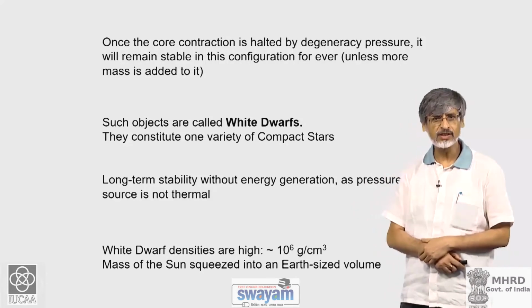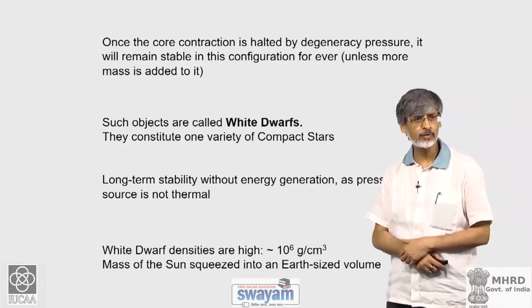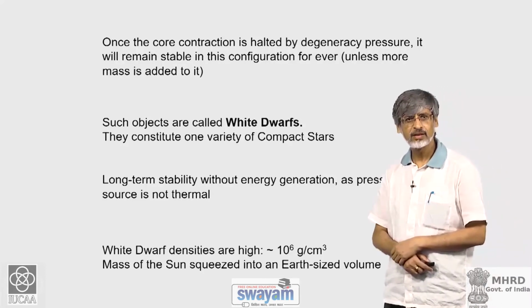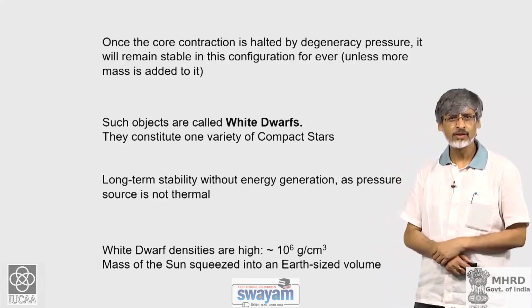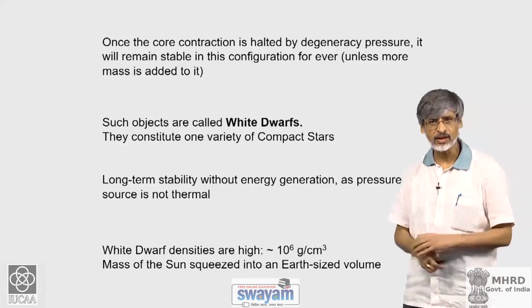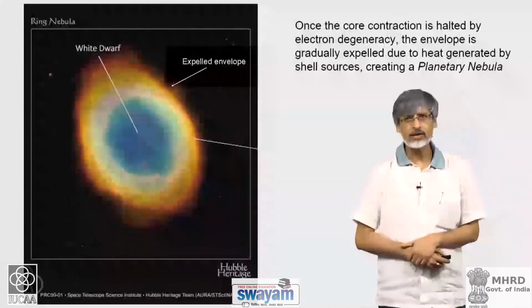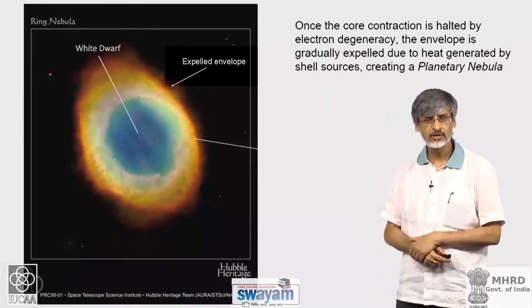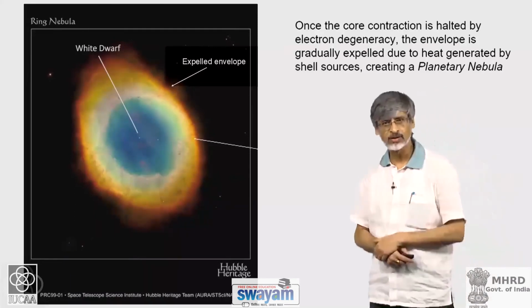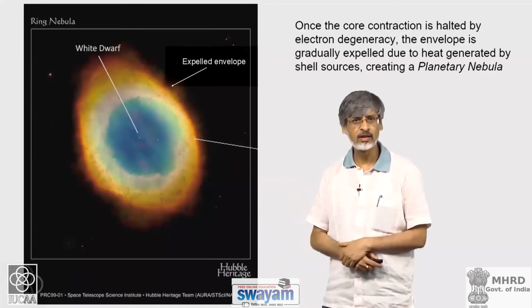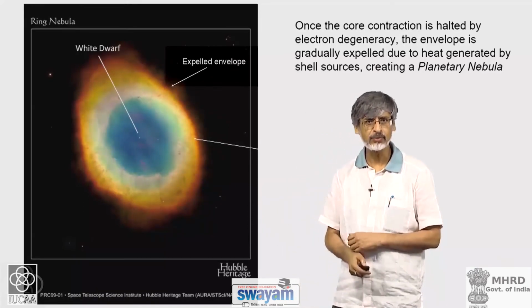So, the white dwarf densities are high, about a million grams per cubic centimeter. Typically, it is like the mass of the sun squeezed into an earth sized volume. So, what does the star do? We are talking about the core, which undergoes this contraction and produces the white dwarf.